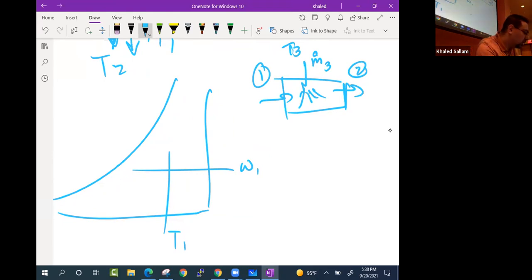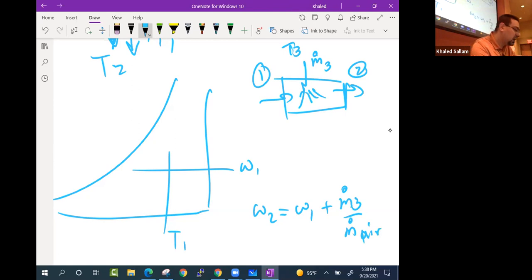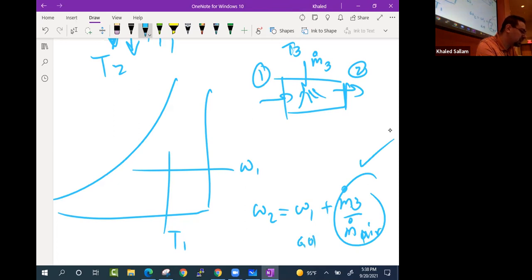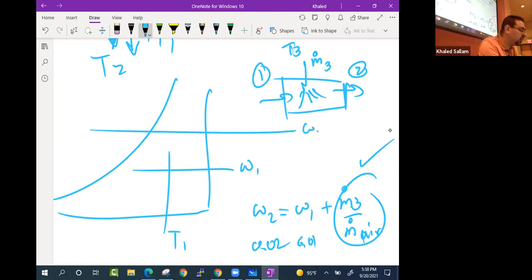How do I get my omega 2? Omega 2 is omega 1 plus m dot 3 divided by m dot 1, or m dot air, because air at 1 and 2 is the same, right? So if you have this knob in your hand, you can see where omega 2 is. Let's say omega 1 is 0.01 or something, and that extra will tell you you are at 0.02. So you draw a line here, and that line is where you expect omega 2 to be.